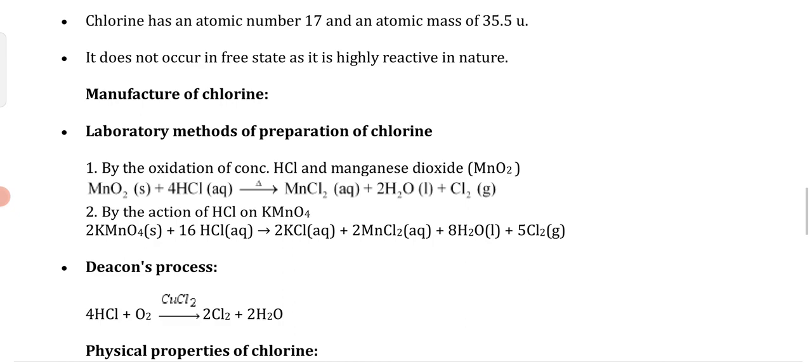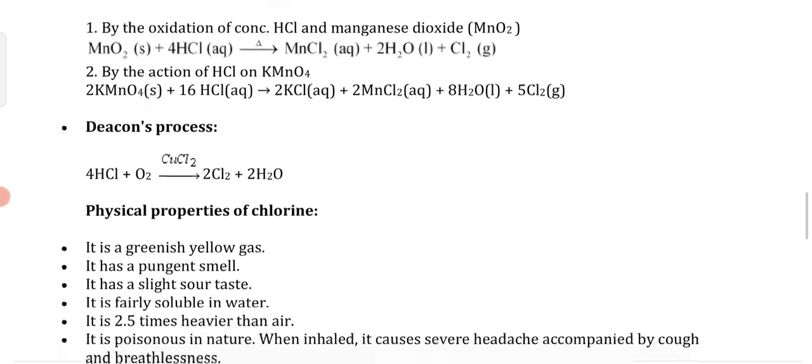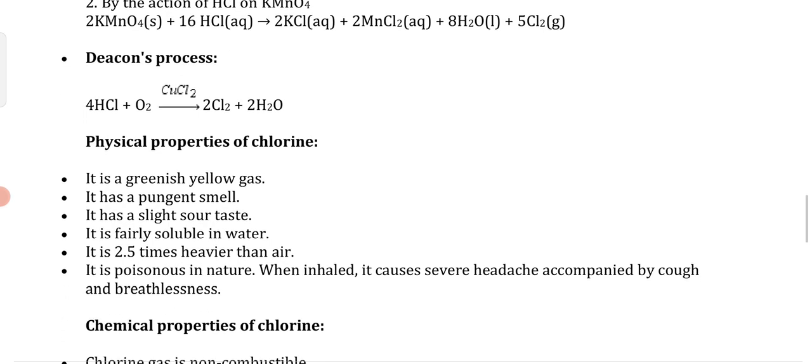By the action of HCl on KMnO4, potassium permanganate, if it reacts with 16HCl, it will make 2KCl, 2MnCl2, 8H2O and 5Cl2 gas. So in this way we can get chlorine gas. And one more process is the Deacon process, in which CuCl2 acts as a catalyst and the reaction is 4HCl plus O2, which produces 2Cl2 plus 2H2O.